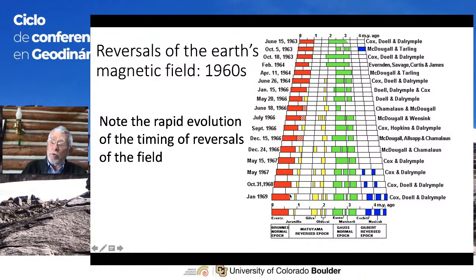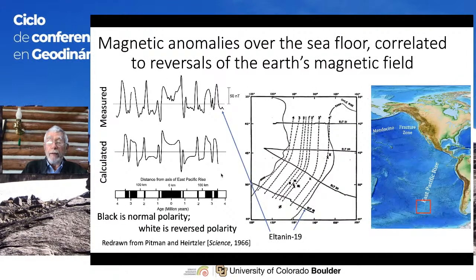And I want to take you through both how this is wonderful, but also of a mistake that was made that proved to be quite illuminating. The first really convincing study that seafloor spreading occurred after Vine and Matthews published their work came from Pittman and Hertzler in 1966. And they looked at a bunch of profiles. These are ship tracks shown here in a region near the East Pacific Rise in the South Pacific. And in particular, the Eltanen 19 profile shown here is the one that everybody got excited about.